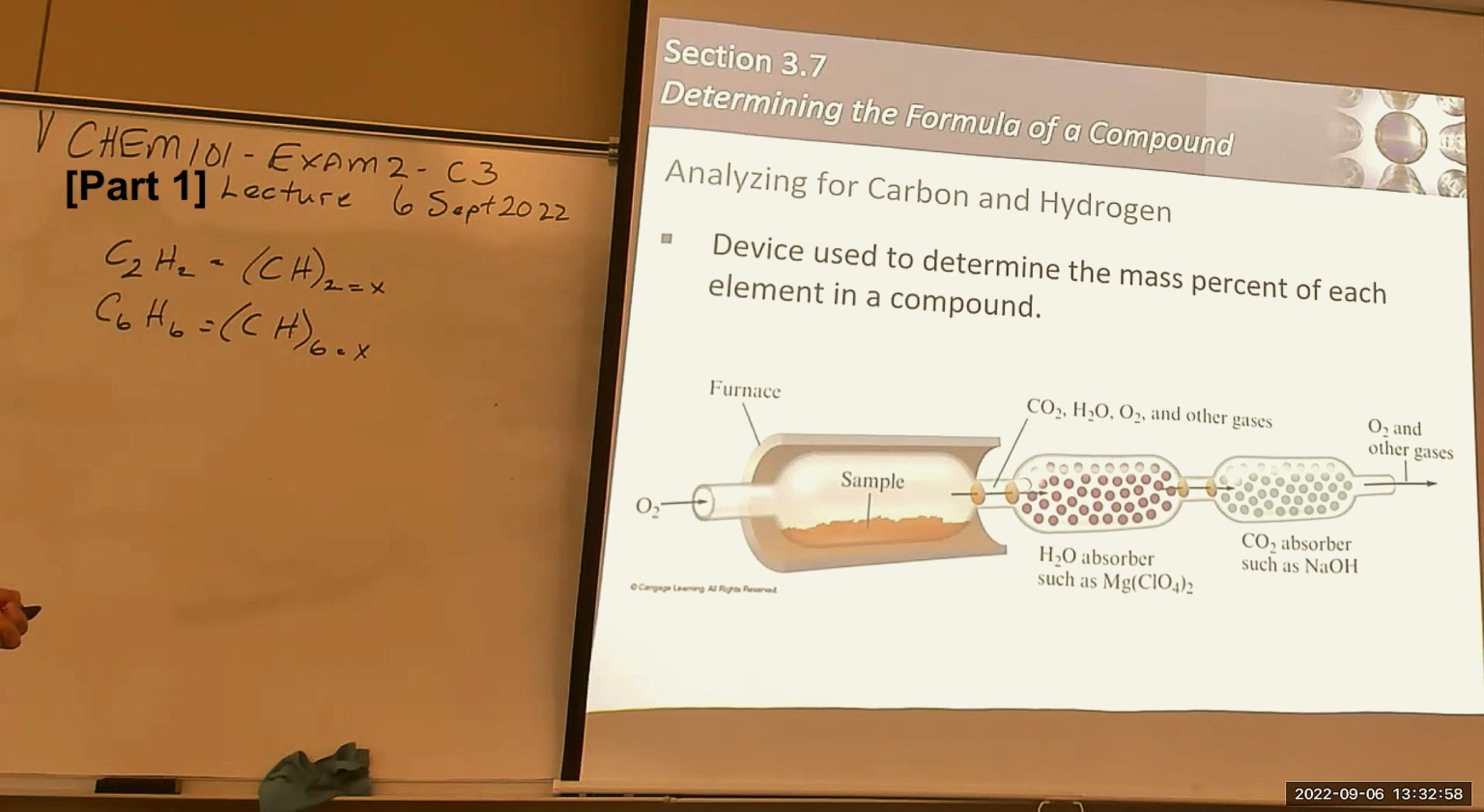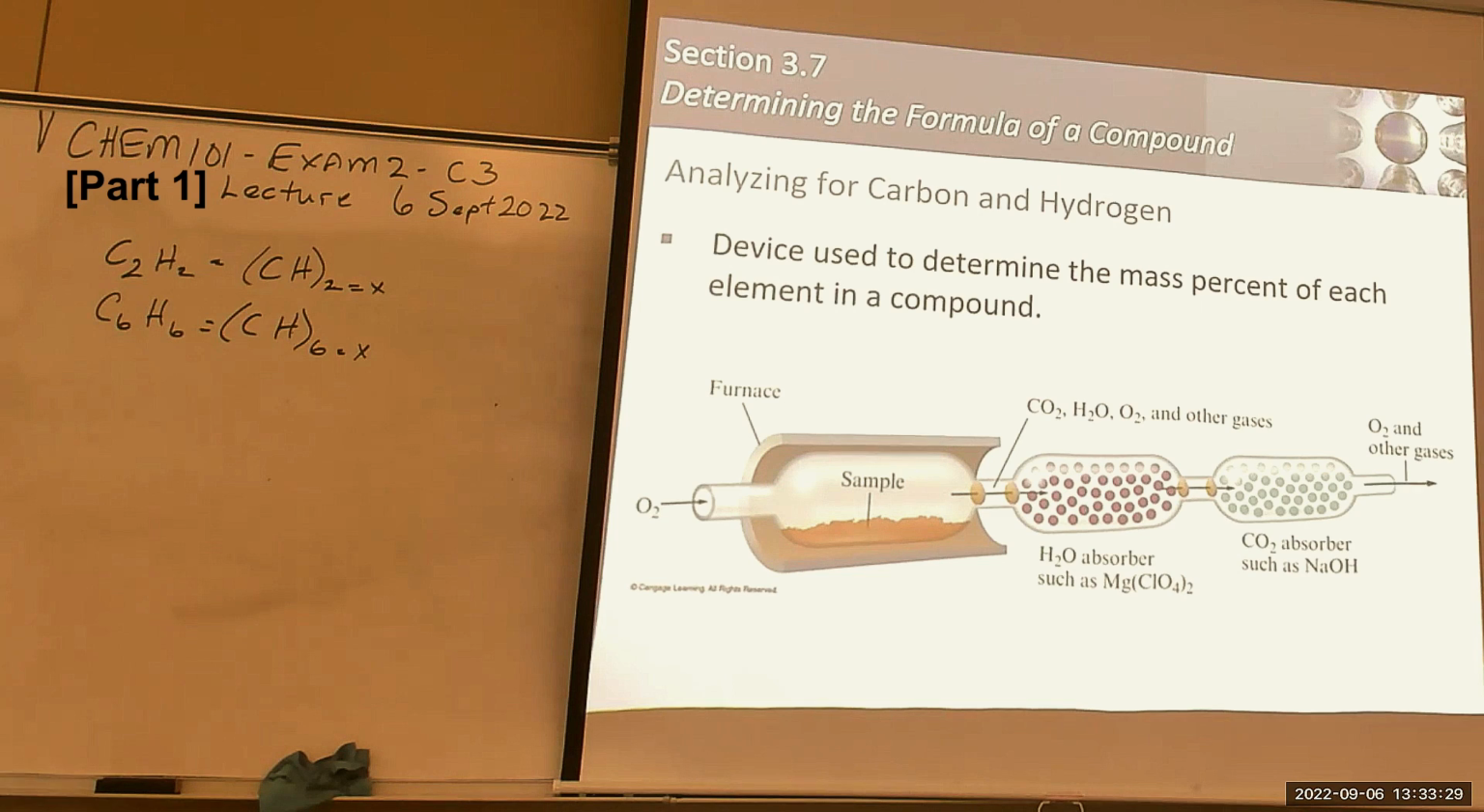And in this device, you have a water absorber. Magnesium perchlorate is a good one. And it picks up the water and it lets the carbon dioxide go through. And then carbon dioxide over here is picked up with sodium hydroxide. Just flakes or pellets. And you weigh them before and after, right? There's a break here and a break here. And you just weigh this thing before, run your sample, weigh it after, and you know how much water is absorbed and how much carbon dioxide is absorbed.